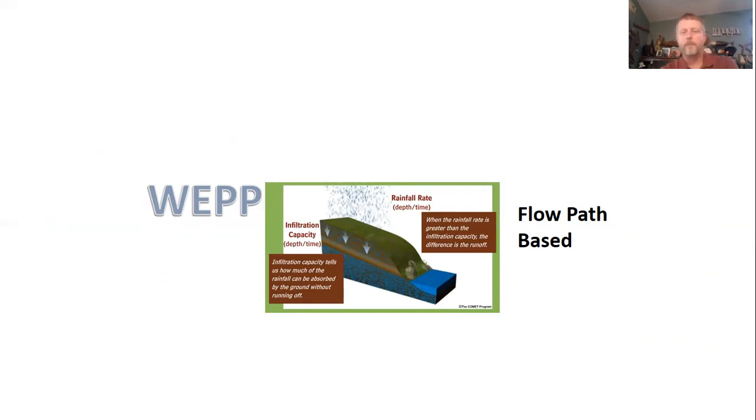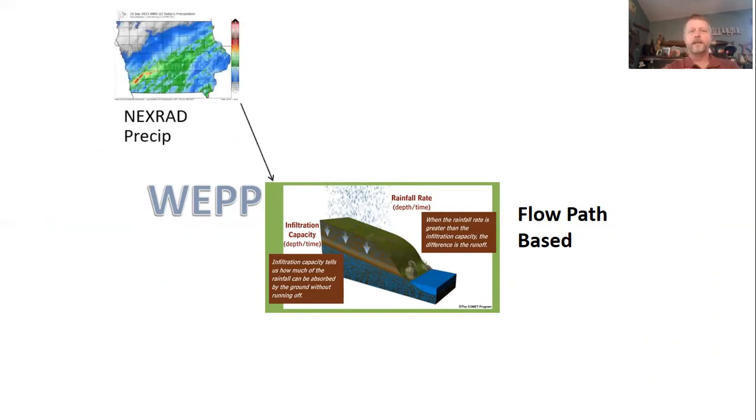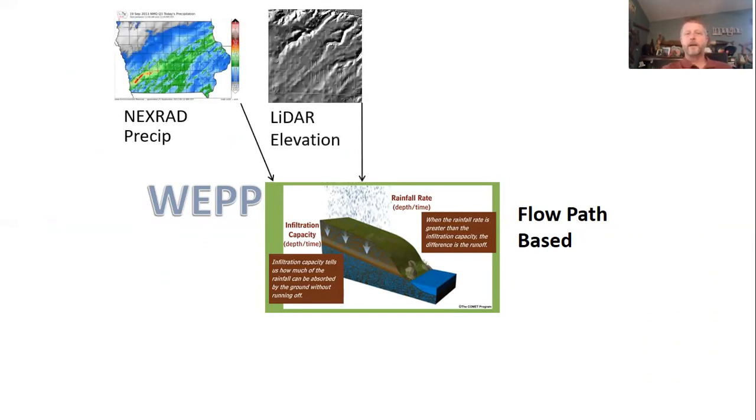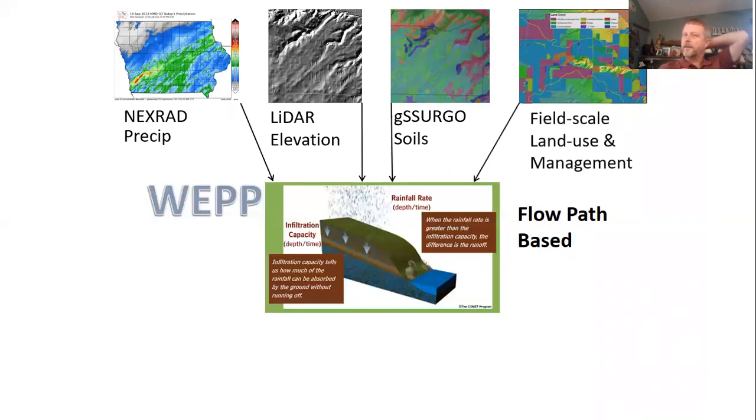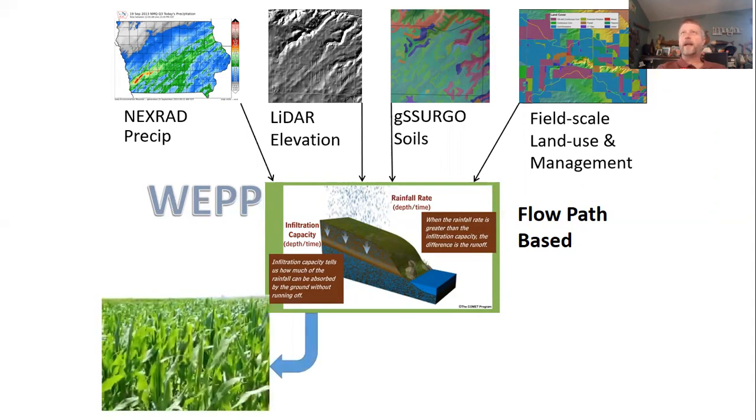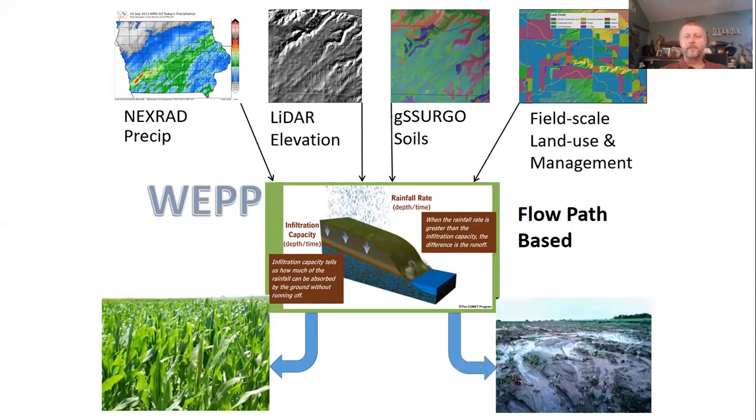So basically it's a WEPP model. It's using the NEXRAD precipitation data, LiDAR elevation data, the SSURGO soils, and then the land use and management from the cropland data layer. So that actually has to be updated after the fact. You can't do that in near real time, but you can add that after the data becomes available, typically in the spring time.